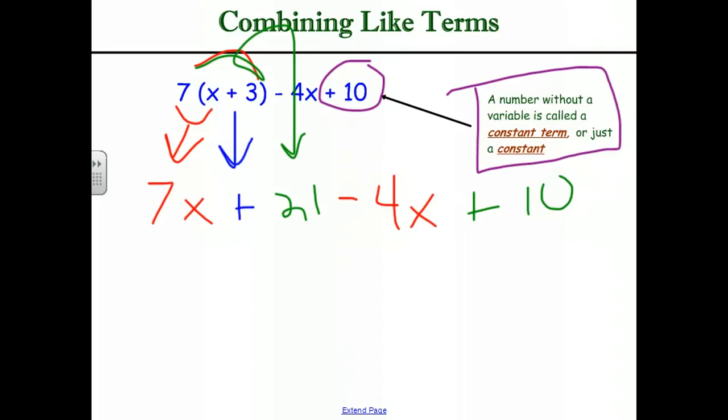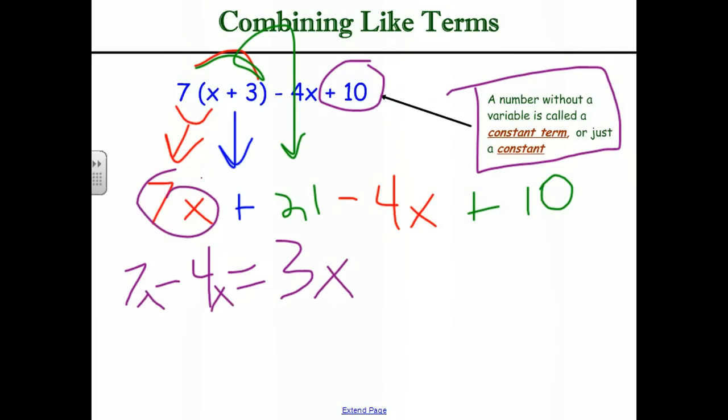10. Now 7x and 4x are like terms. So we need to think to ourselves, 7 minus 4. 7 plus negative 4 is equal to 3. That 3 has an x on it because 7 and 4 both have x's. And we're going to get rid of these terms. We just are left with 3x.